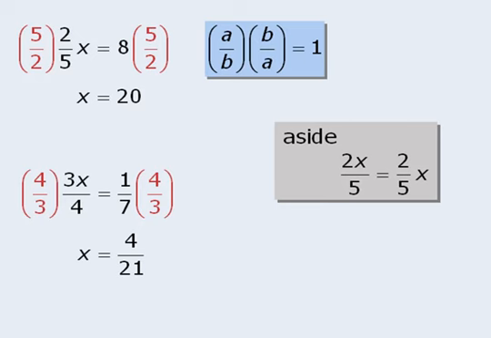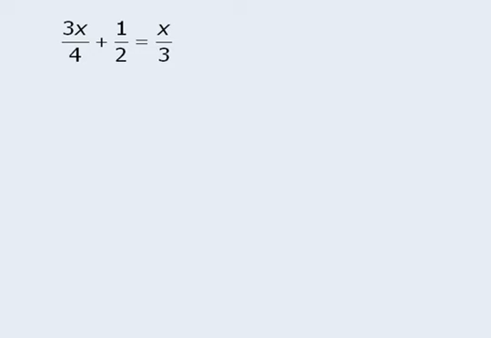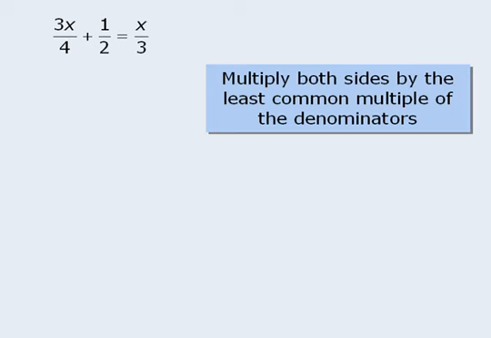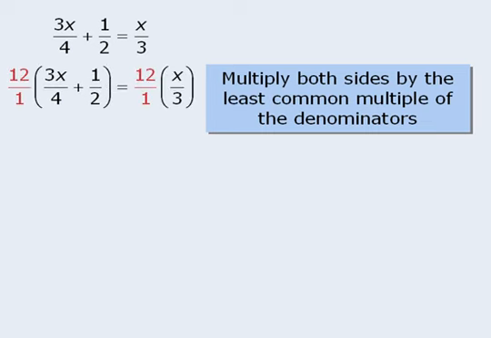Okay, now let's examine a more advanced question. Our goal here should be to eliminate our fractions first. We can do this by multiplying both sides of the equation by the least common multiple of the denominators. So in this equation, the denominators are 4, 2, and 3. Since the least common multiple of 4, 2, and 3 is 12, we will multiply both sides by 12. Now I will write 12 as 12 over 1, so you can see that we are multiplying fractions here.